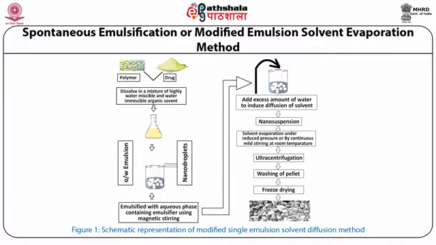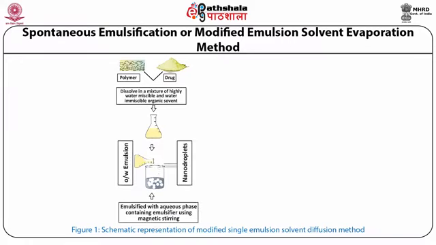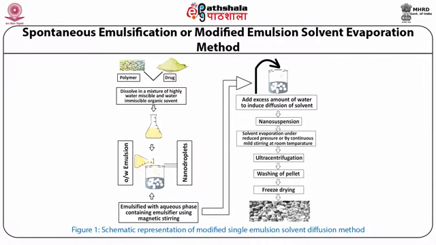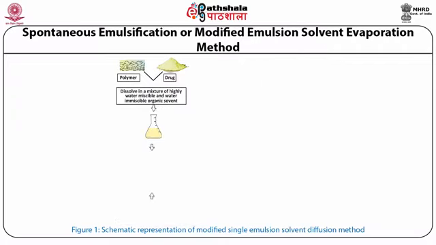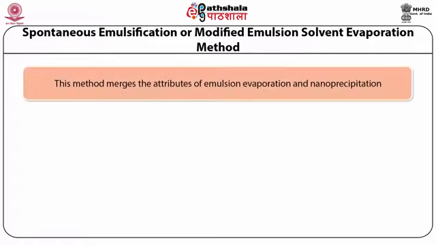Then separation of the nanoparticles we usually do by ultracentrifugation. After ultracentrifugation, the nanoparticles in the form of a pellet are separated, then washed with a suitable solvent and then freeze dried. Now students, let us see the various steps in the spontaneous emulsification or modified emulsion solvent evaporation method. This method merges the attributes of emulsion evaporation and nanoprecipitation.